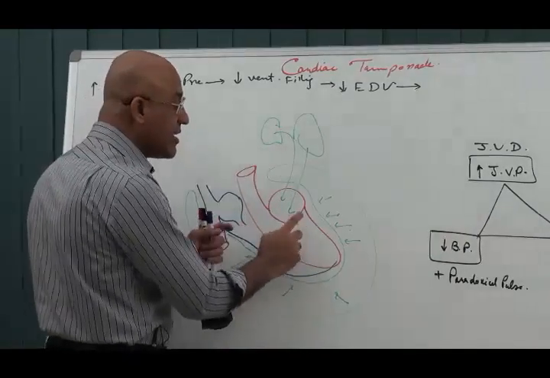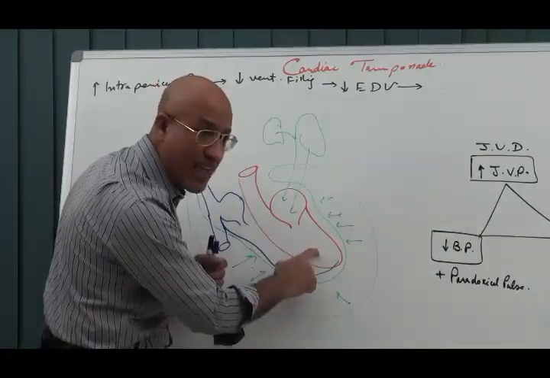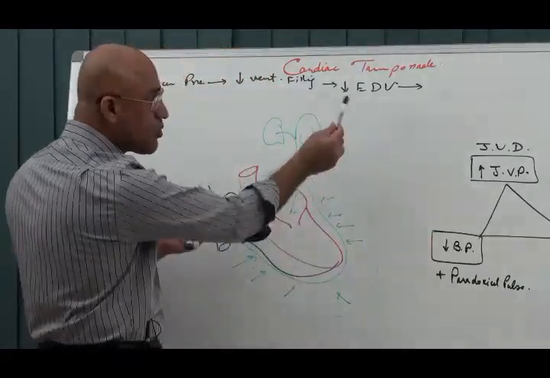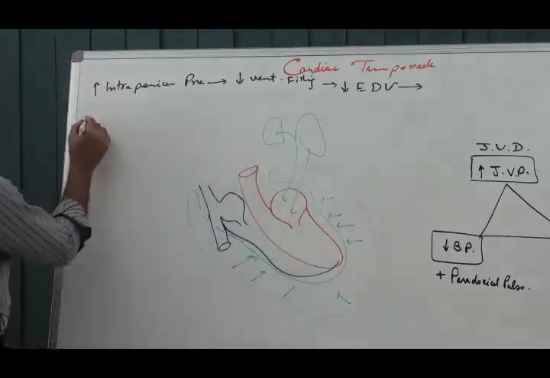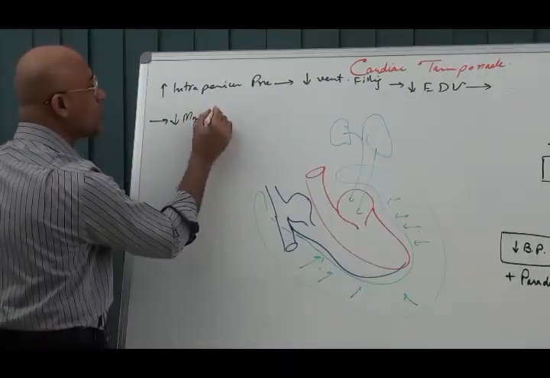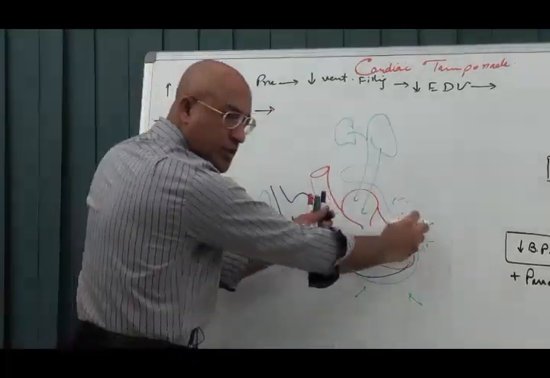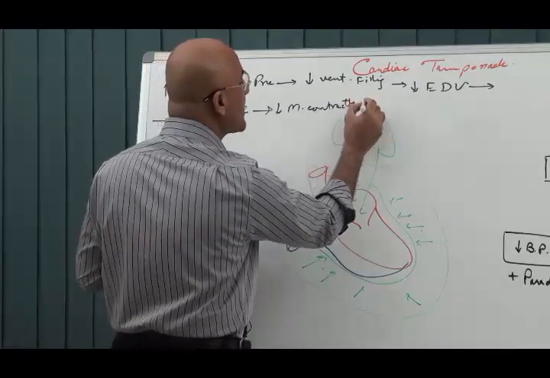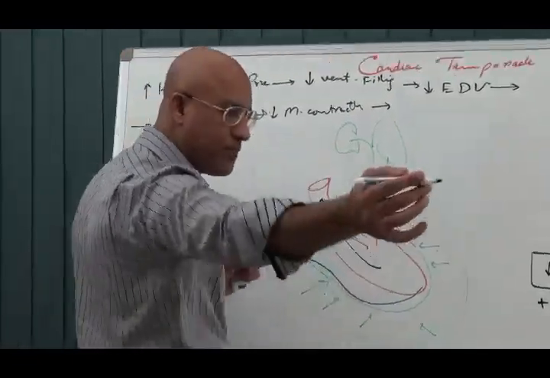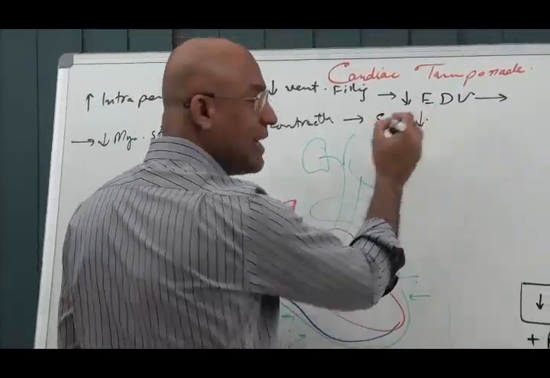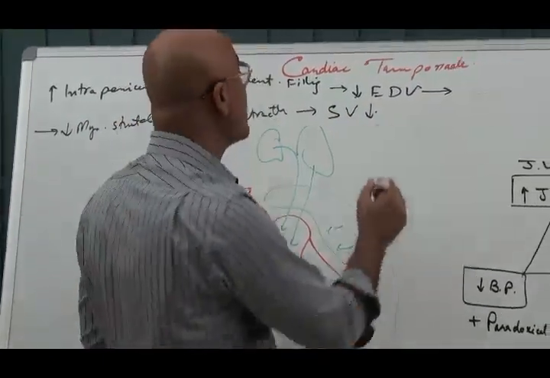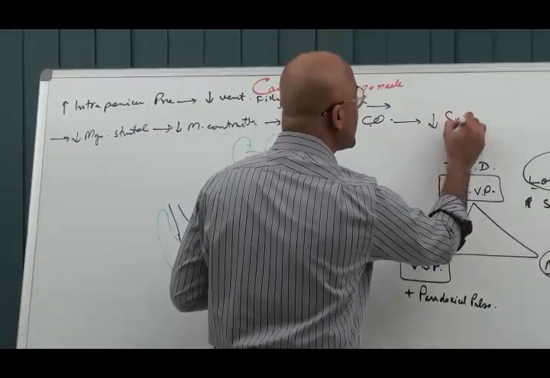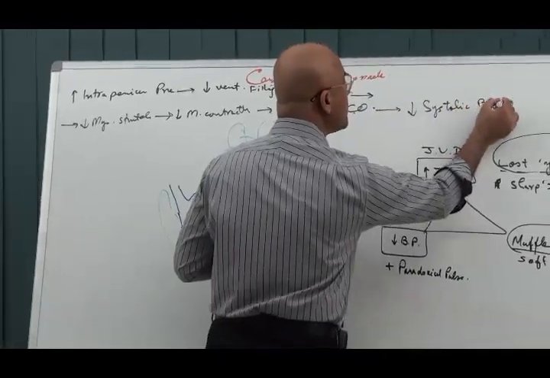So the heart is something like that, right? According to the Frank-Starling law, when you are underfilling it, it is understretching. So what will happen? End diastolic volume is less, so that will end up in decreased myocardial stretch. When myocardial stretch becomes less, there is decreased myocardial contractility. And when contractility is less, what will happen to stroke volume? Stroke volume is less. And when stroke volume is less, cardiac output is less, and that will lead to a drop in systolic blood pressure, right?